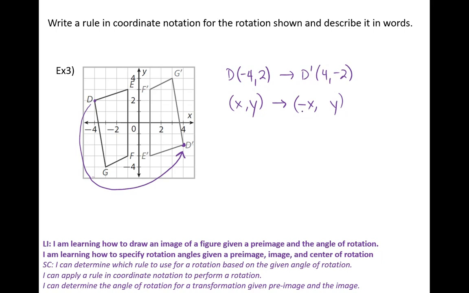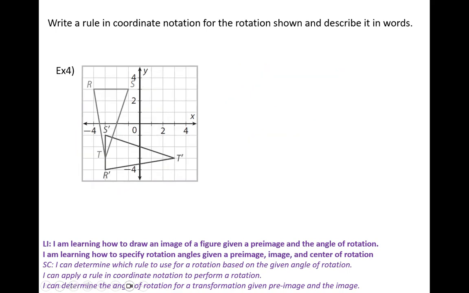We show that by putting a negative. So my X value changes, so I put a negative to show it's changing. Same thing for the Y. I see positive 2 turns into negative 2, so a negative Y to show that it's changing. There's our rule in coordinate notation, and we can actually check our work by identifying the type of rotation. This appears to be 180 degrees, which we don't have to say a direction, we just say 180 rotation, and we can verify by checking the rule that that does in fact match the rule for a 180 rotation.